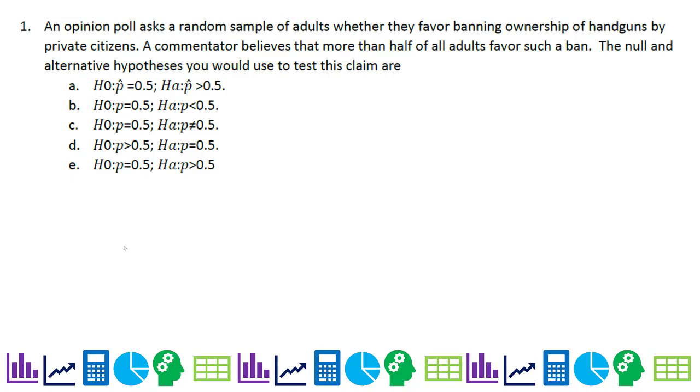The null and alternate hypotheses you would use to test this claim are, well, so you need one starting value. Your null is always an equal, so you can ignore D, by the way. So our starting value is going to be 0.5, because they said more than half, but we need a value. We can't use 0.6, 0.7, 0.8, 0.9, all of them. We just need to pick one, and since that boundary is 0.5, that is our null.